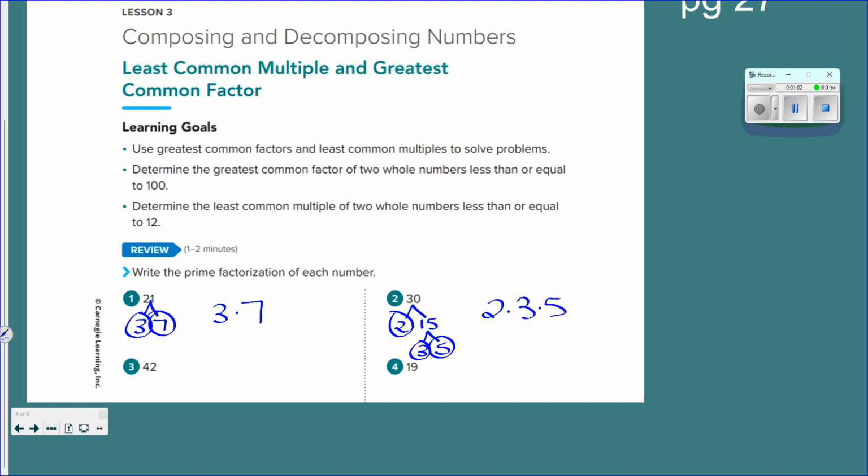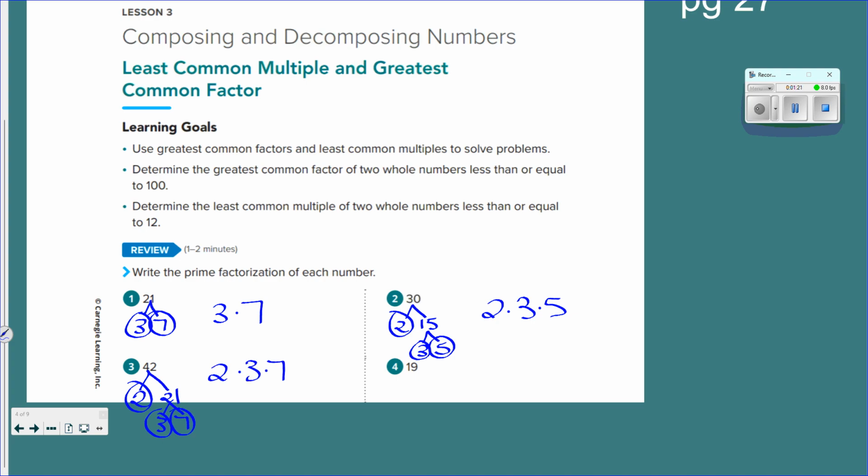42. Can 2 go into it? Yes. 2 times? 21. 2 is a prime number, so I circle it. Can 2 go into 21? No. 3. 3 times? And those are both prime. So my answer is 2 times 3 times 7.